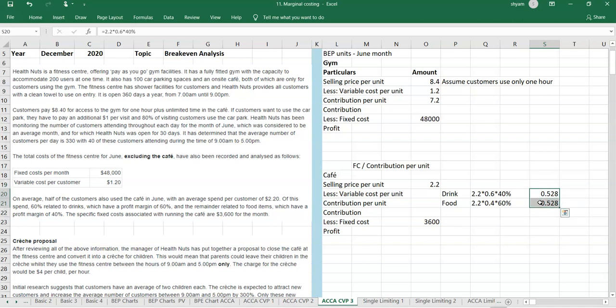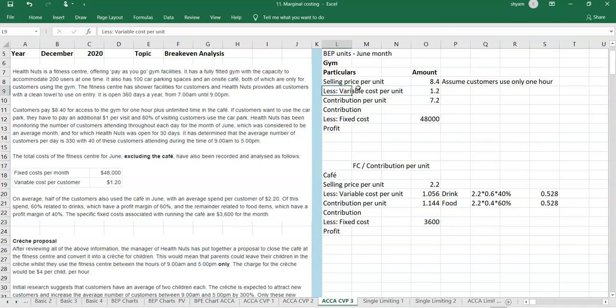So the total is 1.056. 1.056 is the contribution, sorry, is the variable cost. So from here we'll deduct this, and we get our contribution per unit. The specific fixed costs associated with running the cafe are 3,600. I think that we have done.